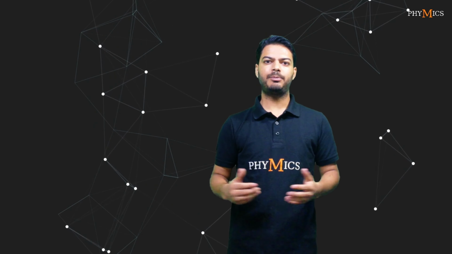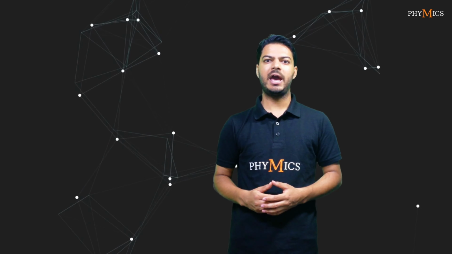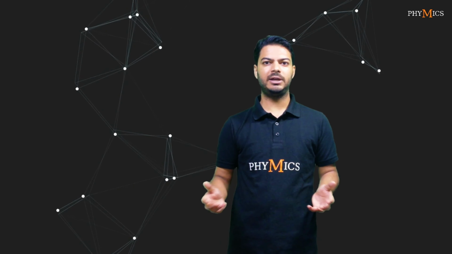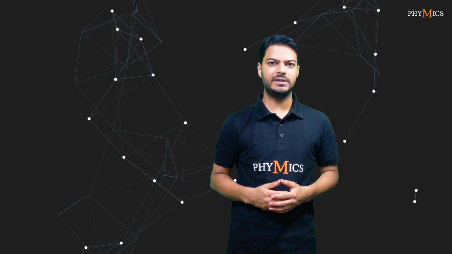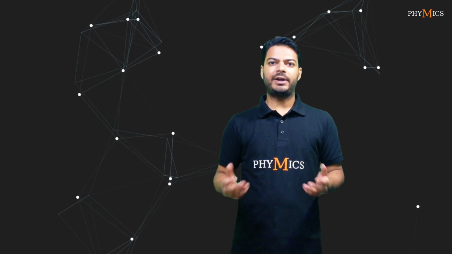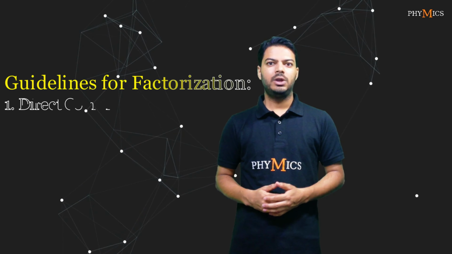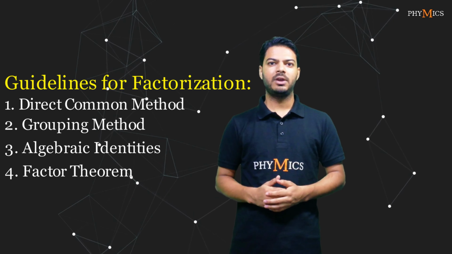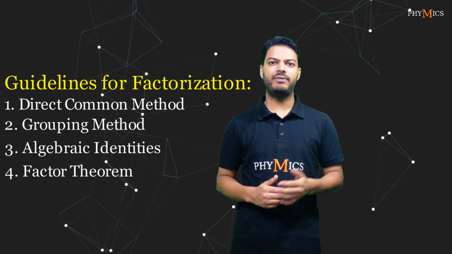Since factorization is a process of expressing a given expression as a product of its factors, there are various techniques through which factorization can be done. One must try the easiest technique first, and if it fails, then only move to the advanced one. In order to factorize, the general guideline is to use the direct common method first. If it fails, move to the grouping method, followed by the identities, and later on the factor theorem.